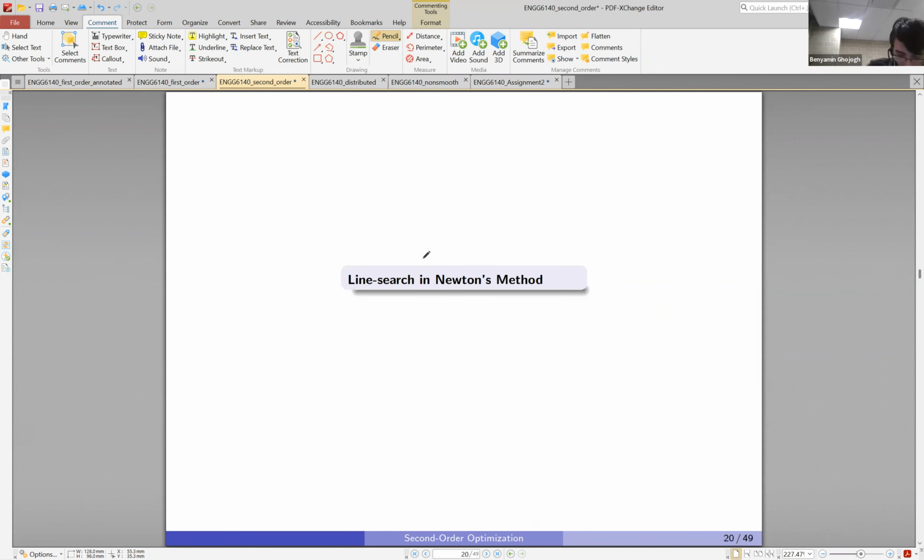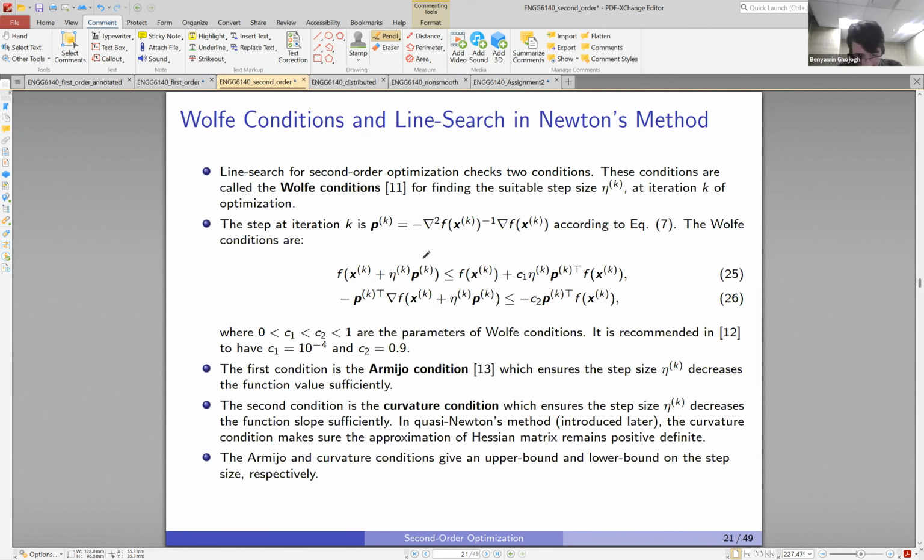Then now we start here. We continue the second order methods. Any questions so far? No? Okay. We continue with the second order methods by line search in Newton's method. So we talked about line search in first order methods. Now let's talk about line search in second order methods.